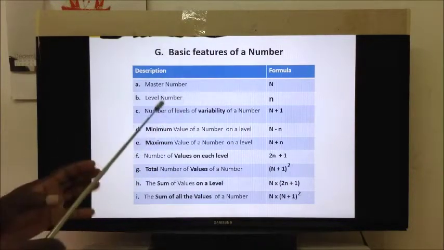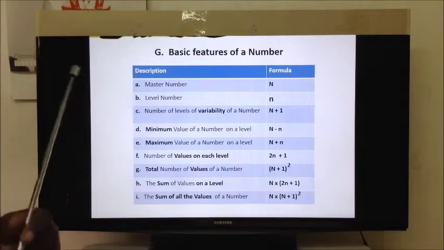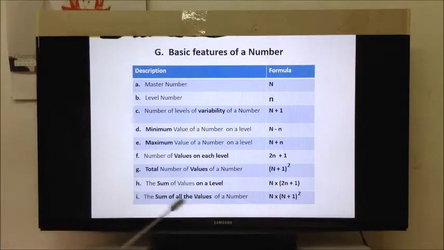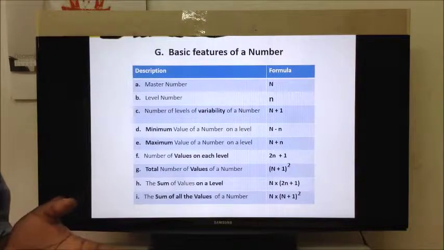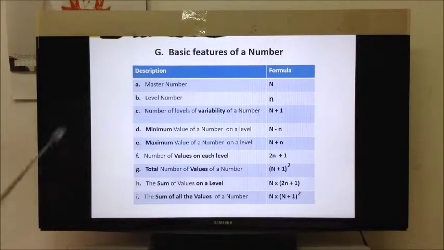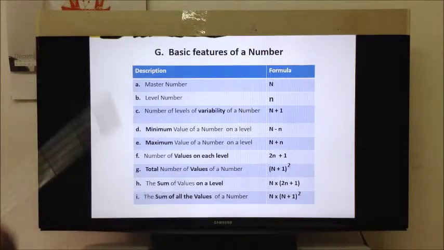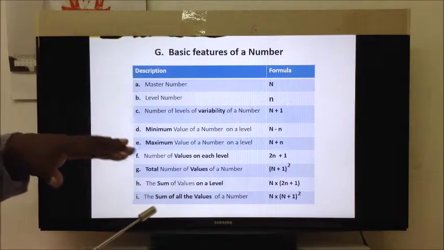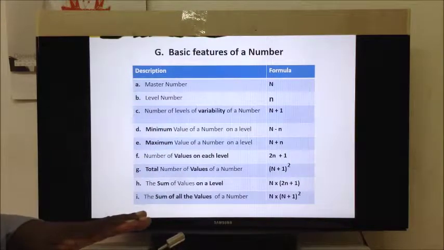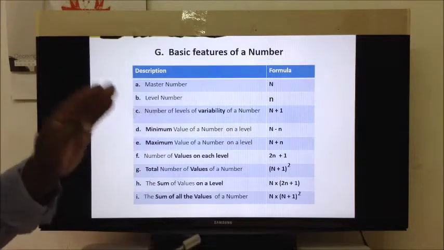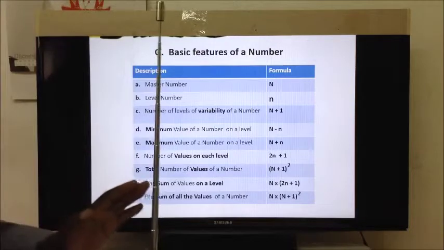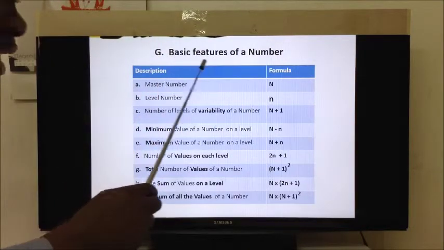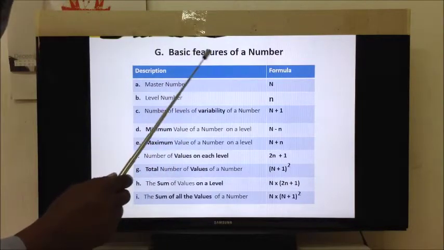As a conclusion to this structure of numbers, I will say that the structure of numbers allows us to determine the energy of a number, and also it allows us to know the details about every step that a number goes through. The steps here, what we call the levels of variability. And this data is only, as we call it, basic. These are the basic features of a number.